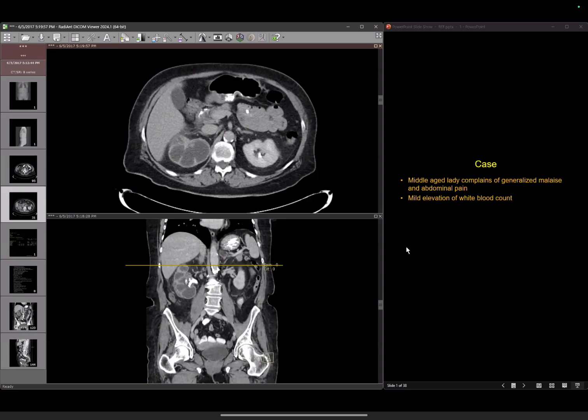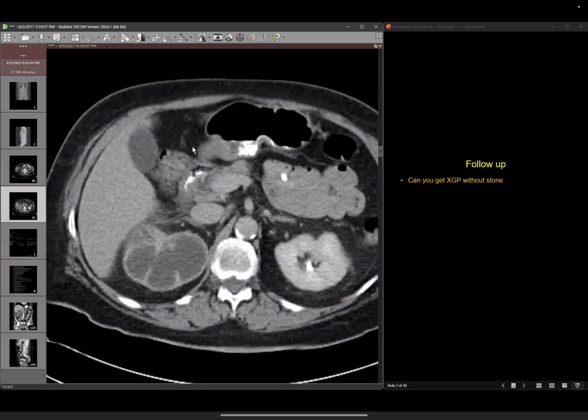Now, the bonus question for Upasana team is, so we know this is xanthogranulomatous pyelonephritis. My question to you is, can you get xanthogranulomatous pyelonephritis without a stone? What would your answer be? Yes, sir. We can get it with stricture.